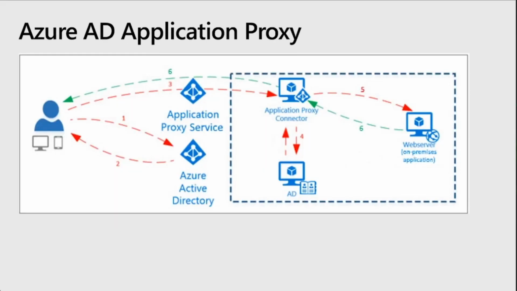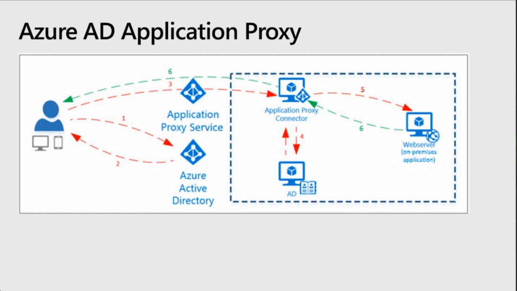So, in this particular diagram, let me talk you through how this works. In step 1, the user connects to the application through a publicly available endpoint. When they do that, they perform Azure Active Directory sign-on using their on-premises credentials.